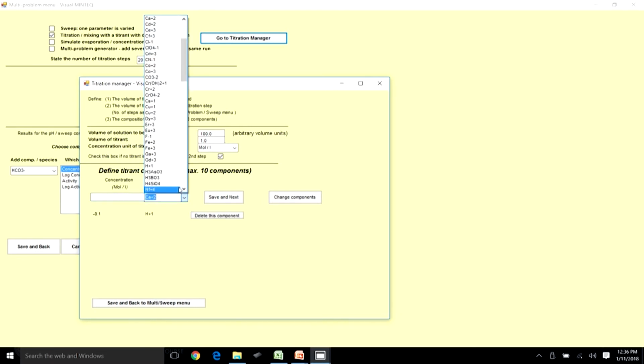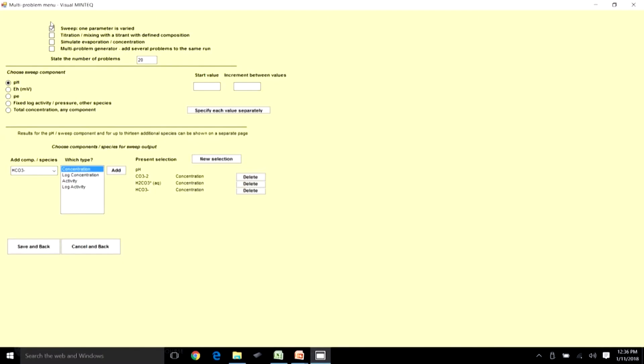If I am titrating my solution against calcium, where I want to form a complex or precipitate, then obviously I can't use the sweep menu, I only need to use the titration menu. But if I am just looking at the change in pH, I can go to the sweep menu, which we are going to use to further analyze our system.